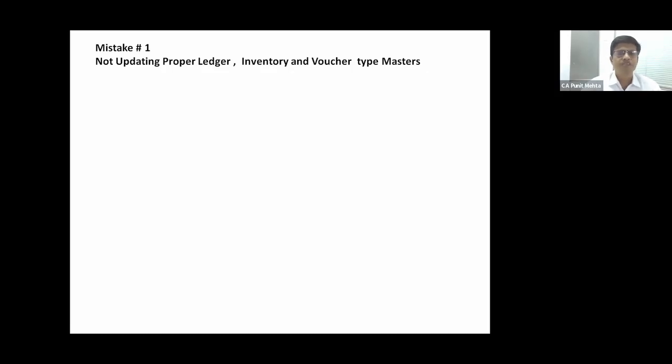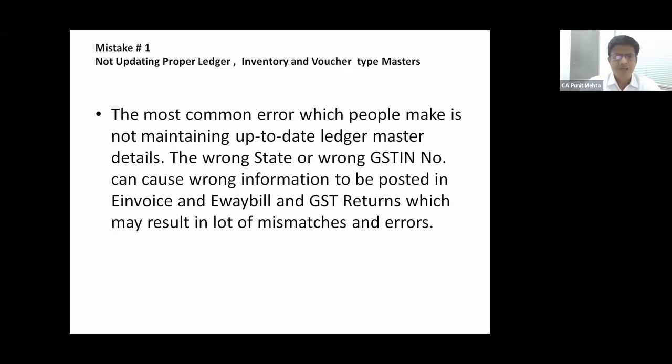Not updating proper GST information in ledger, inventory and voucher type masters. Voucher type master does not have GST information, but there is certain information that needs to be put. If I see the last 100 calls at the call center or at my own place where clients keep calling, I get most of the mistakes related to these things. Now, this could be multiple options, and all of them tend to occur at the same time.